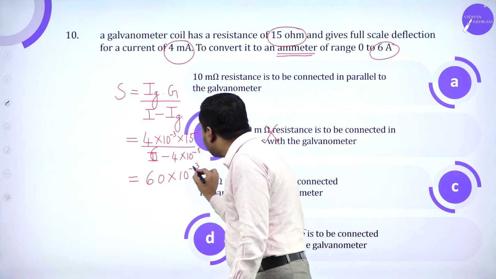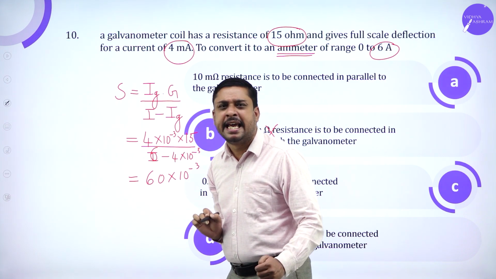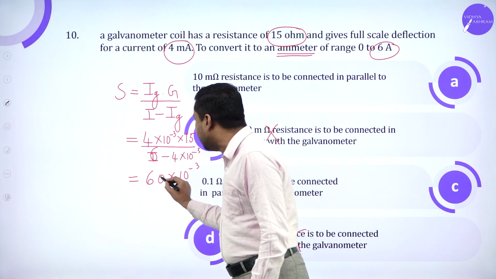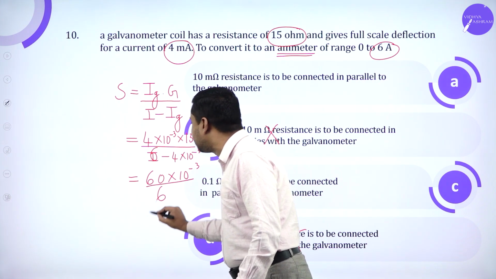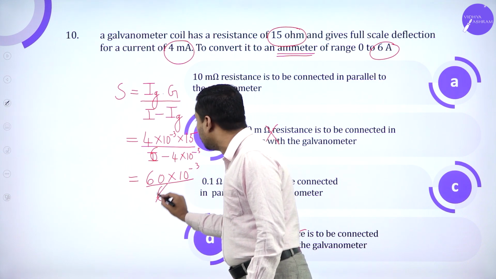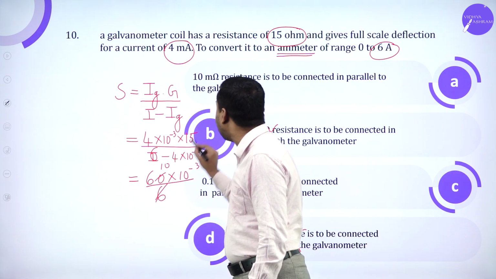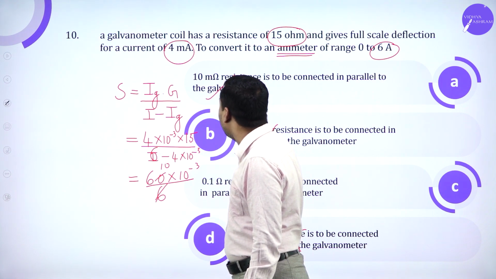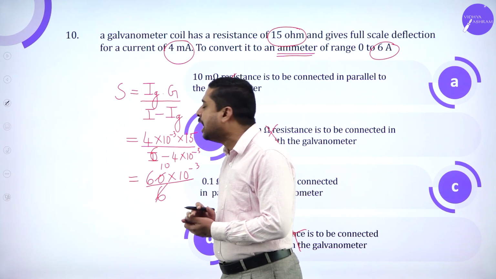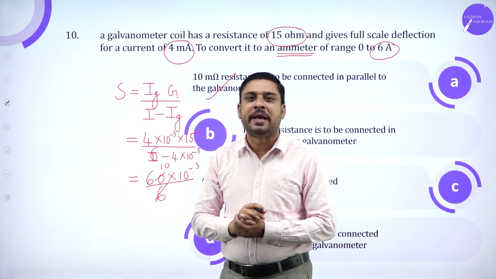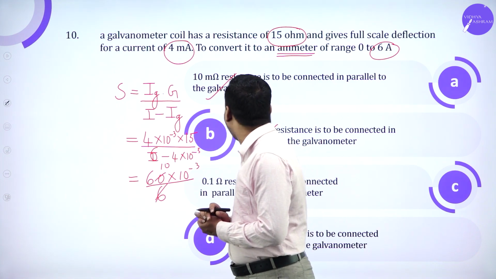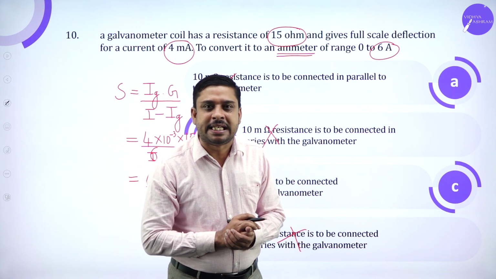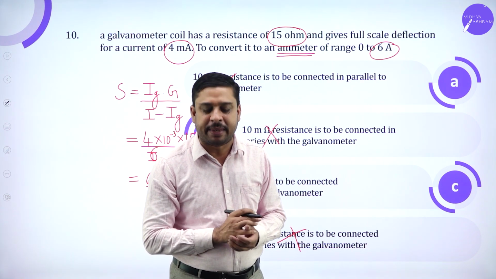This 4 into 10 power minus 3 is very, very small when compared to 6. Negligible, so I call this 6 itself. So 10 milliohms. So the first option holds good. 10 milliohms has to be connected in parallel to convert the galvanometer into an ammeter.